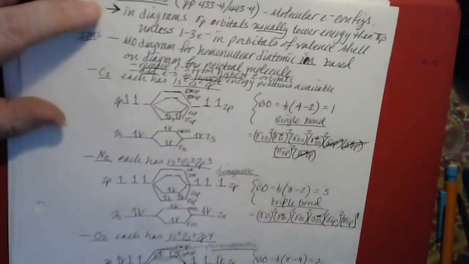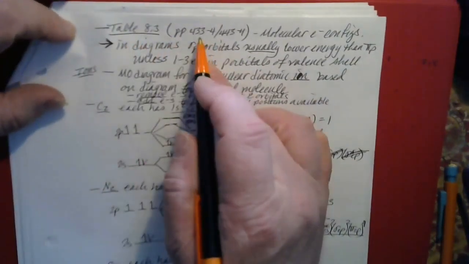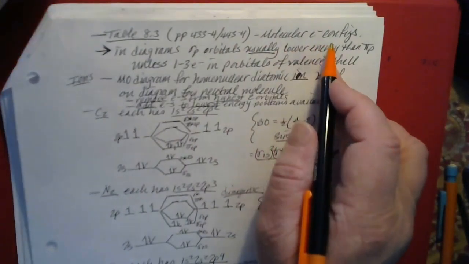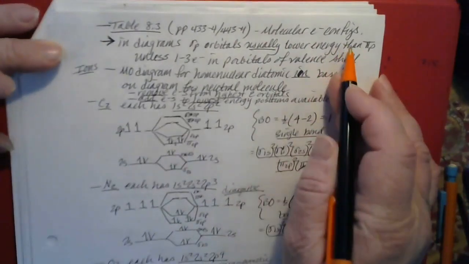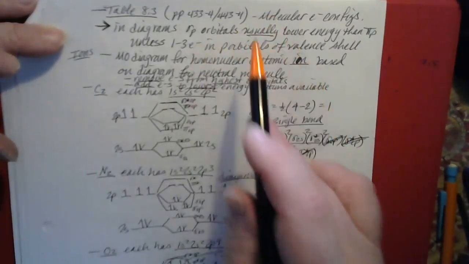And I just wanted to go on and look at a couple more and point out a couple of things. Table 8.3 on page 433 or 443 in the textbook has a list of molecular electron configurations for the first several elements, along with their bond orders and whether they're stable or not. So if you want to practice doing those, you can always look there to check your answers.